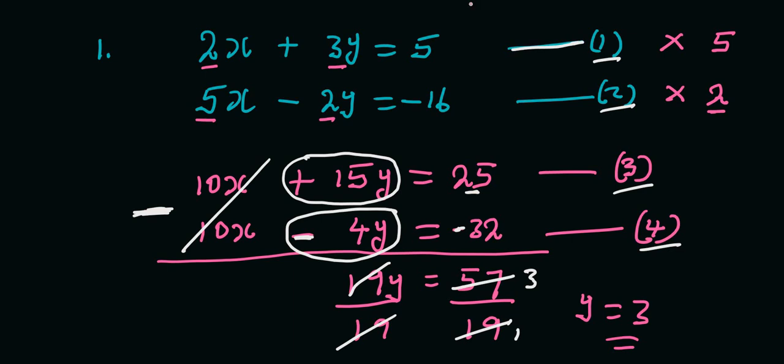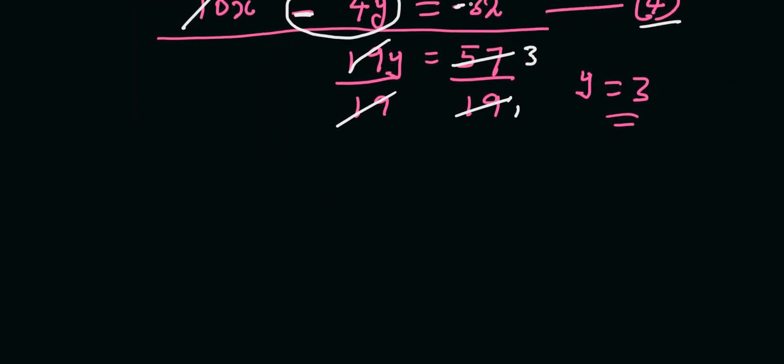So now equation 1 is 2x plus 3y equals 5. So now remember that y is equal to 3, and we also have y here. So let's put this y in parentheses, because we are going to take this value and substitute the value of y into this parentheses.